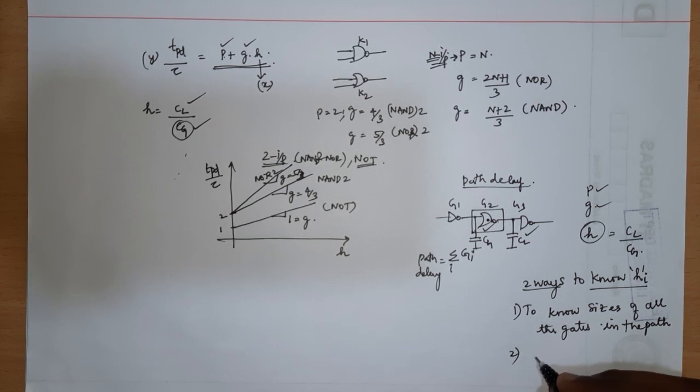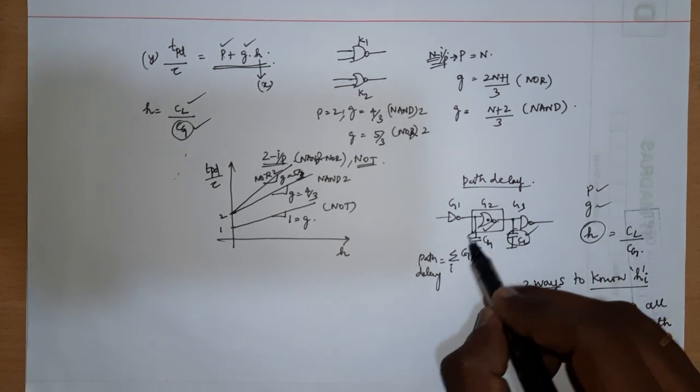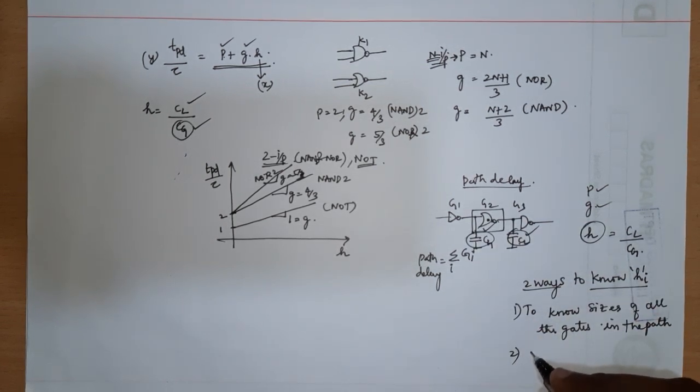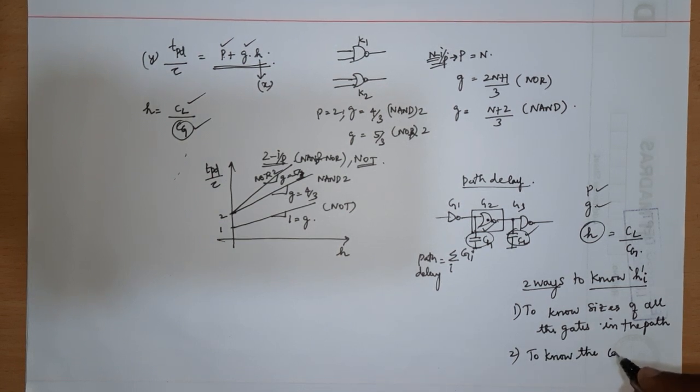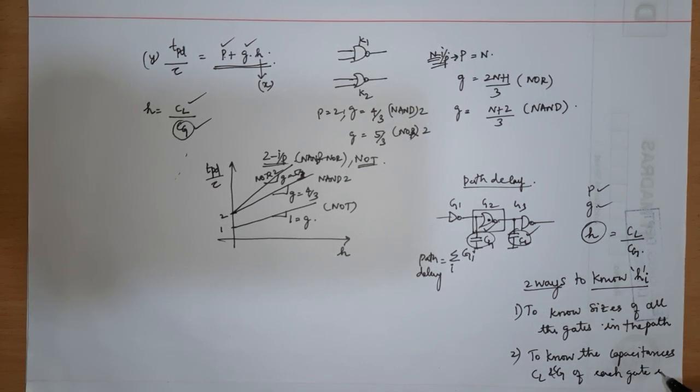Another way is to directly know the capacitances. If you don't know the gate sizes, that is okay, but if you know this CL and if you know the CG, that is also okay. To know H, you need the capacitances, CL and CG, of each gate in the path.